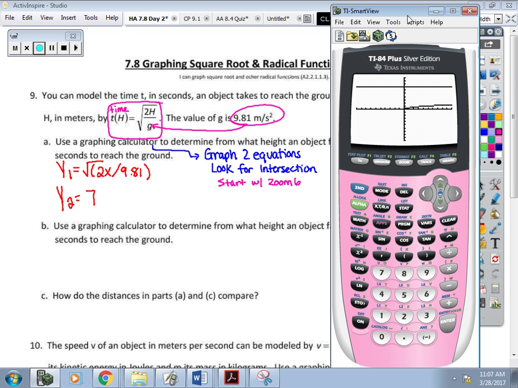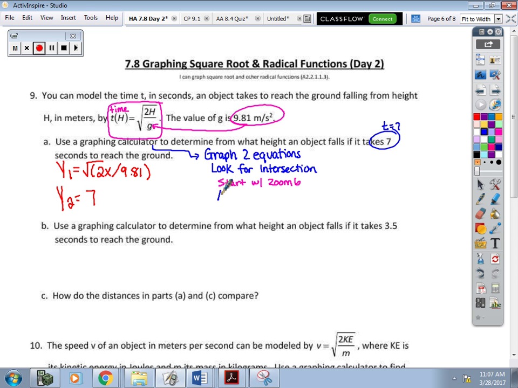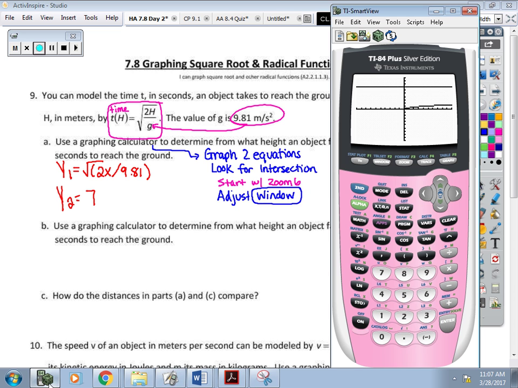Slope of 0, and here is our square root function. You can see it's just really slowly increasing. So we're going to have to modify the window to be able to see what's going on. You can try zooming out, and sometimes it is successful, but the window can be much more useful. So we're going to adjust the window, pressing the window button, of course. What do you think I need to change in order to see the intersection? Because the intersection is going on somewhere over here.